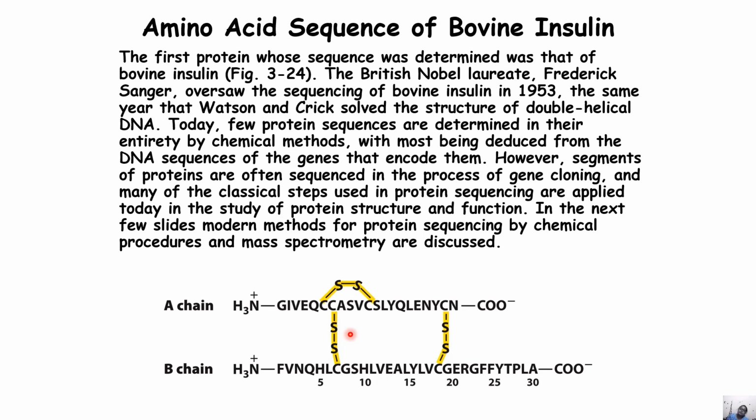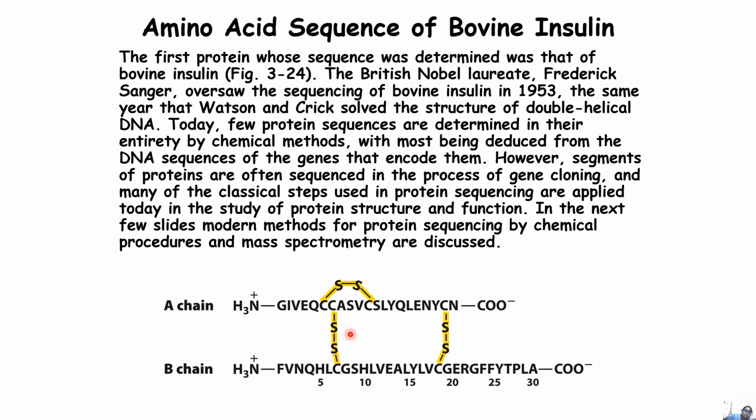So the first protein whose sequence was determined was that of bovine insulin. The British Nobel laureate Frederick Sanger oversaw the sequencing of bovine insulin in 1953, the same year that Watson and Crick solved the structure of double helical DNA. Today few protein sequences are determined in their entirety by chemical methods, with most being deduced from the DNA sequences of the genes that encode them.